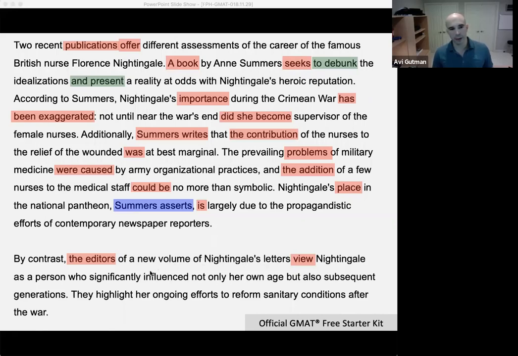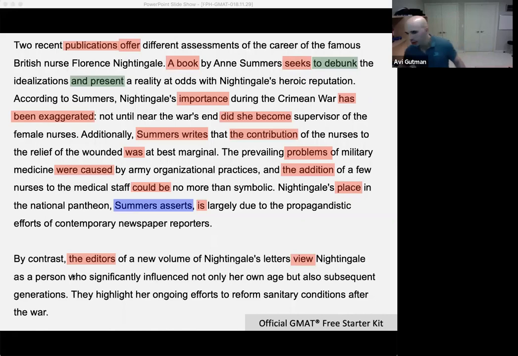The way to know that influenced is not the verb is because we have this modifier in front of it. So who significantly influenced? This verb is going to be part of this modifier that is describing a person. So it's a description of this person. It is not a verb that goes with a subject in the sentence.